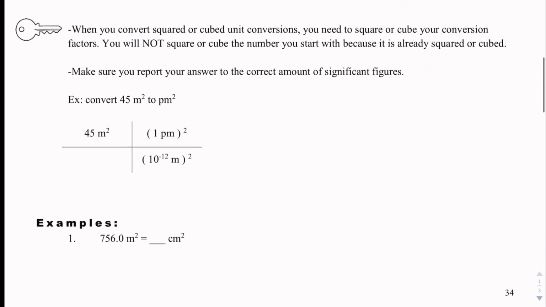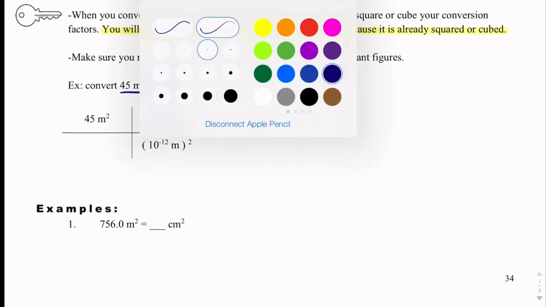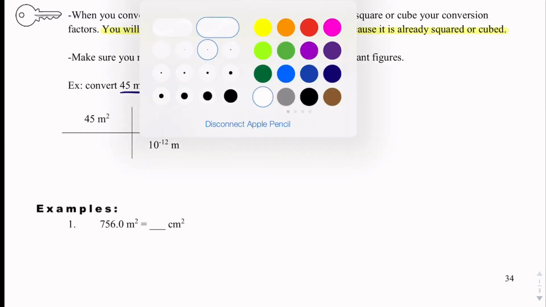Now, when you convert squared or cubed units, you need to square or cube your conversion factors. But note, we're not going to square or cube the number that we already started with. So here we're asked, convert 45 meters to picometers. And it may seem like it's not here, so I'm going to erase this. You don't need to erase it on your paper, and then I'll show you. What I want you to do is ignore the square or the cube right away. We will come back and deal with that.